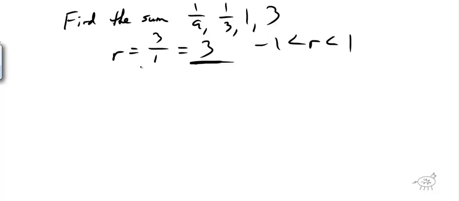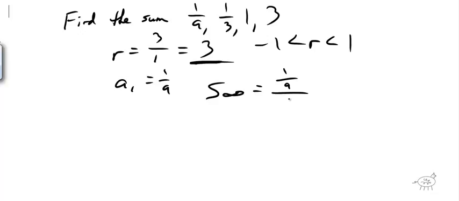Okay? But here's the deal. If you forget about it and you try to plug it in, of course you can plug it in. R is 3. A sub 1 is 1/9. So I would have S sub infinity is equal to 1/9 divided by 1 minus 3, right? Okay, and if I do that, I wind up getting -1 over 18.